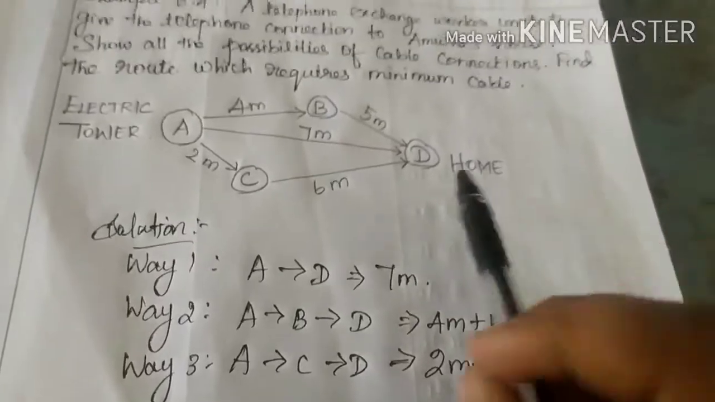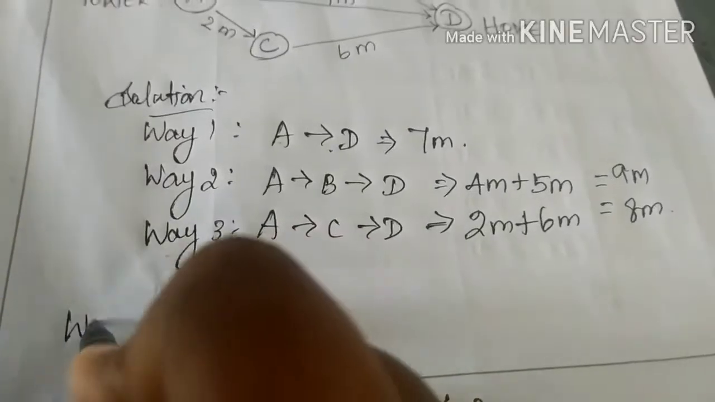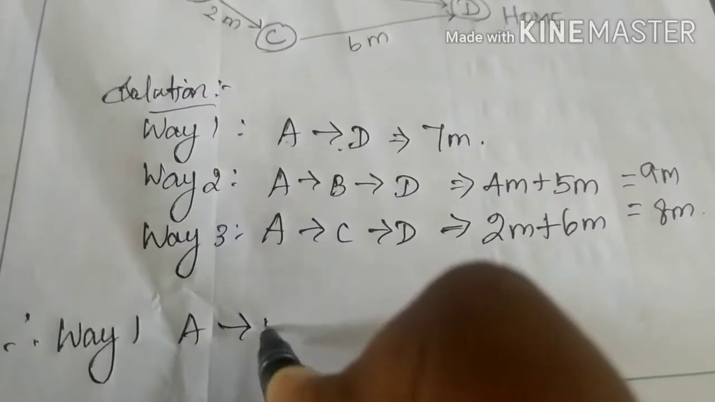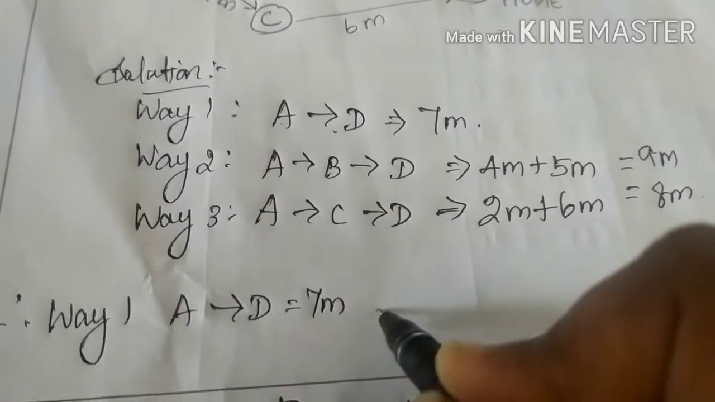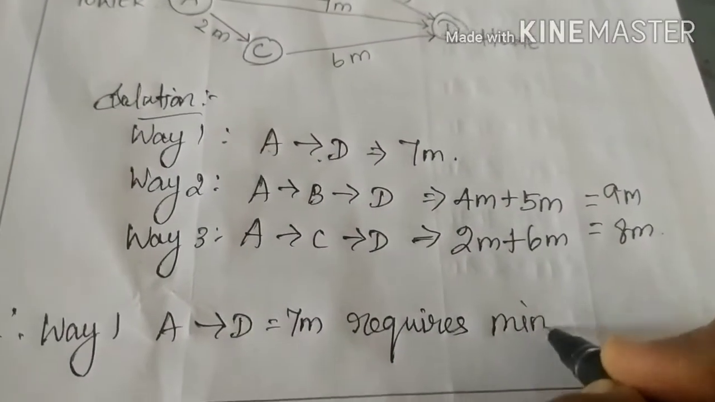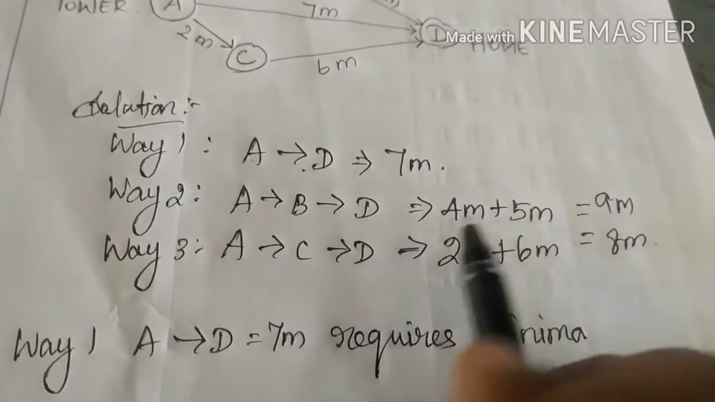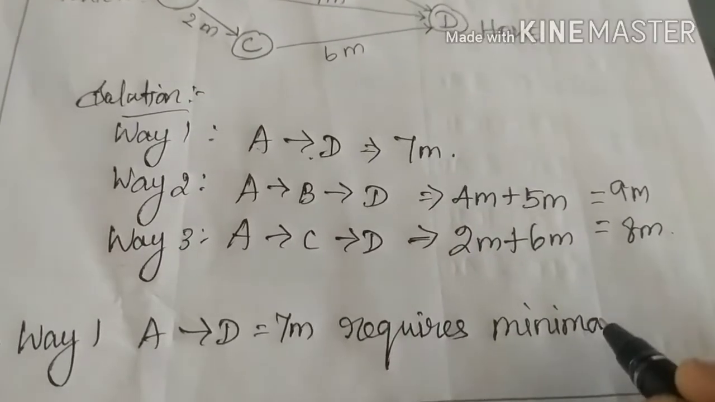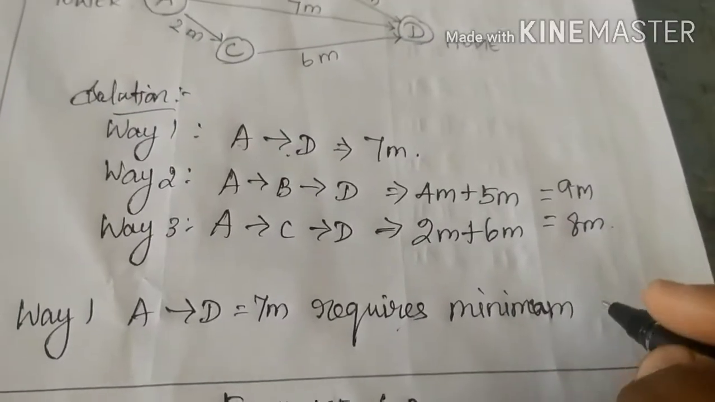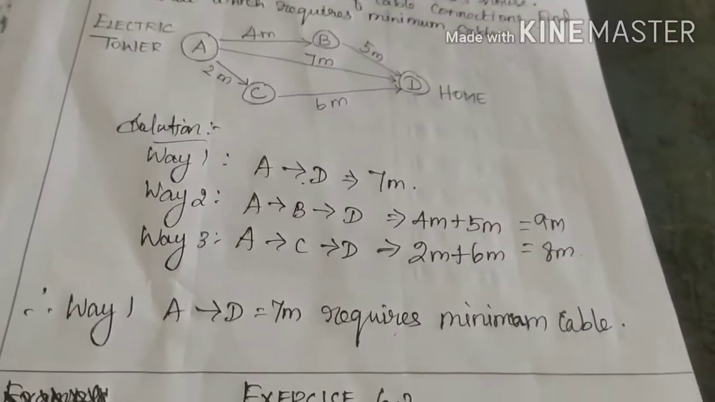Okay, which is the shortest, which requires minimum cable? Way A to D, that is way 1. Therefore, way 1, that is A to D equal to 7 meter, requires minimum cable. If they are asking for maximum, what's your answer? This way 2 is the answer. They are asking for minimum. So minimum is cable. Okay, have you understood children?